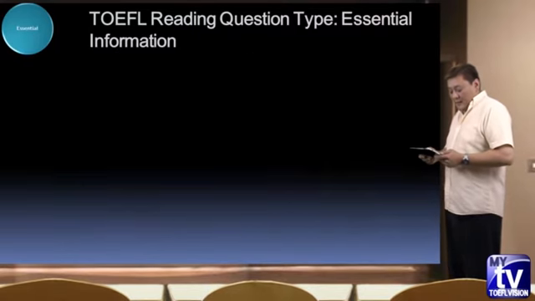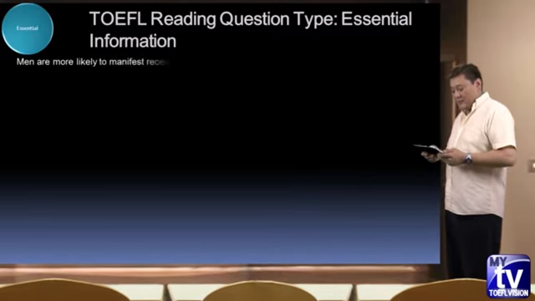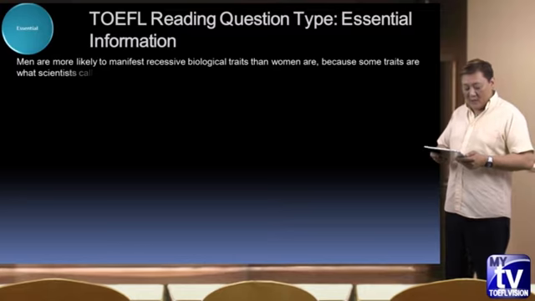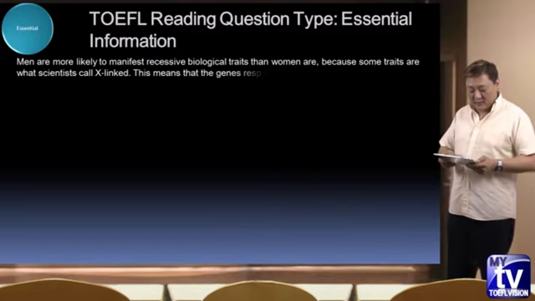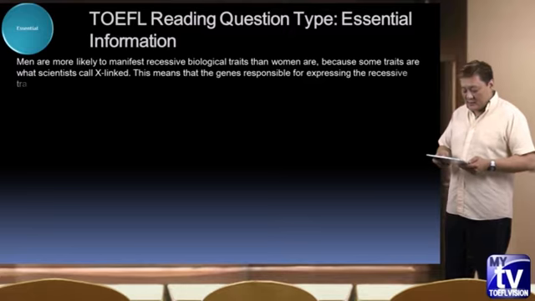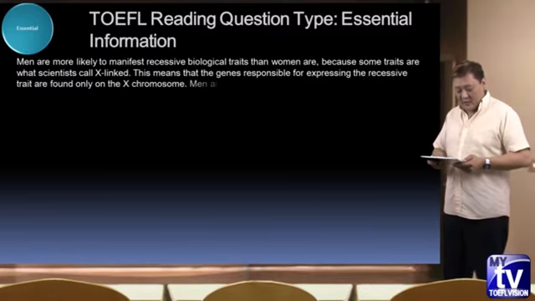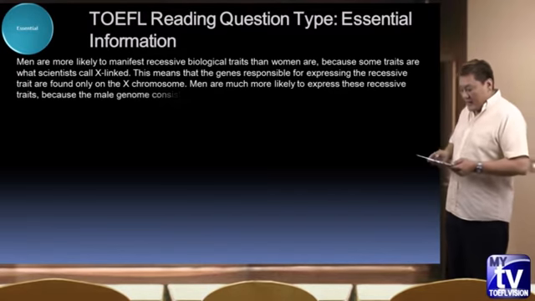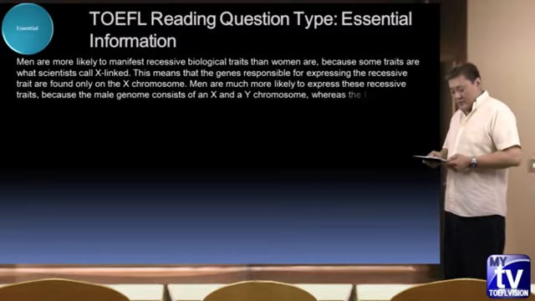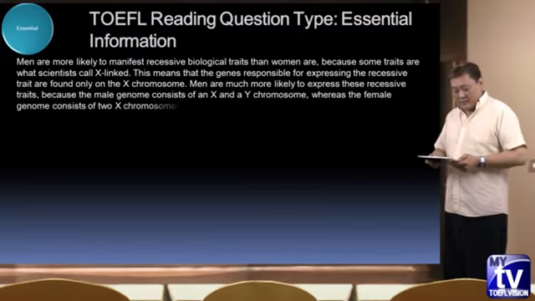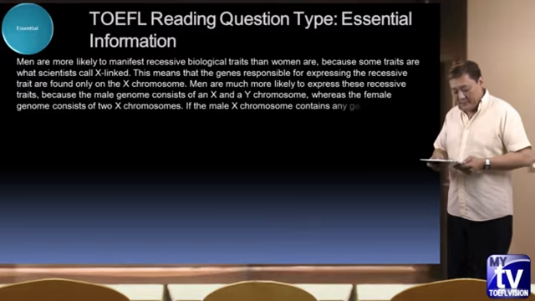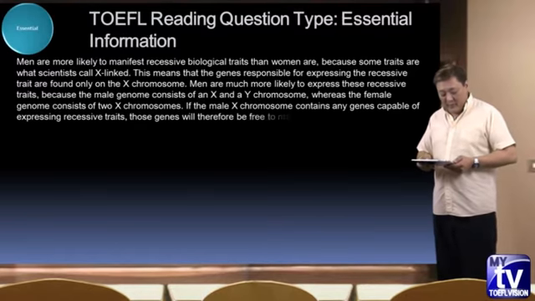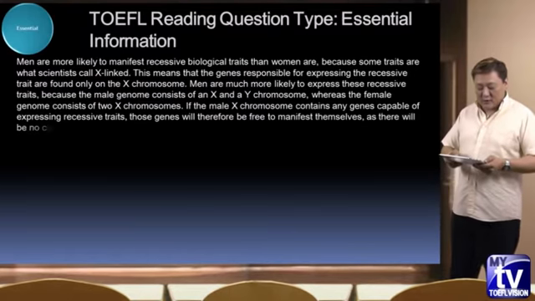Men are more likely to manifest recessive biological traits than women are, because some traits are what scientists call X-linked. This means that the genes responsible for expressing the recessive traits are found only on the X chromosome. Men are more likely to express these recessive traits because the male genome consists of X and Y chromosomes, whereas the female genome consists of 2 X chromosomes.